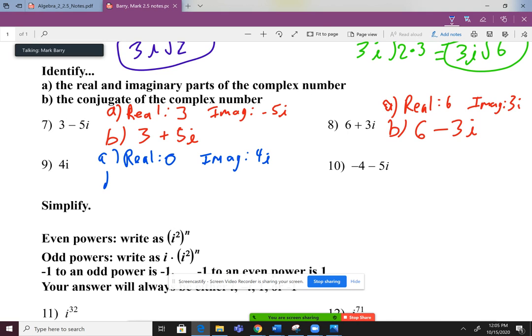For the conjugate of this one, well, remember I said keep the real part the same, but switch the imaginary part, correct? So in my mind, this conjugate would be negative 4i. I guess you could write 0 minus 4i if you wanted to, but 0, you don't need it, right? So I would just write negative 4i.